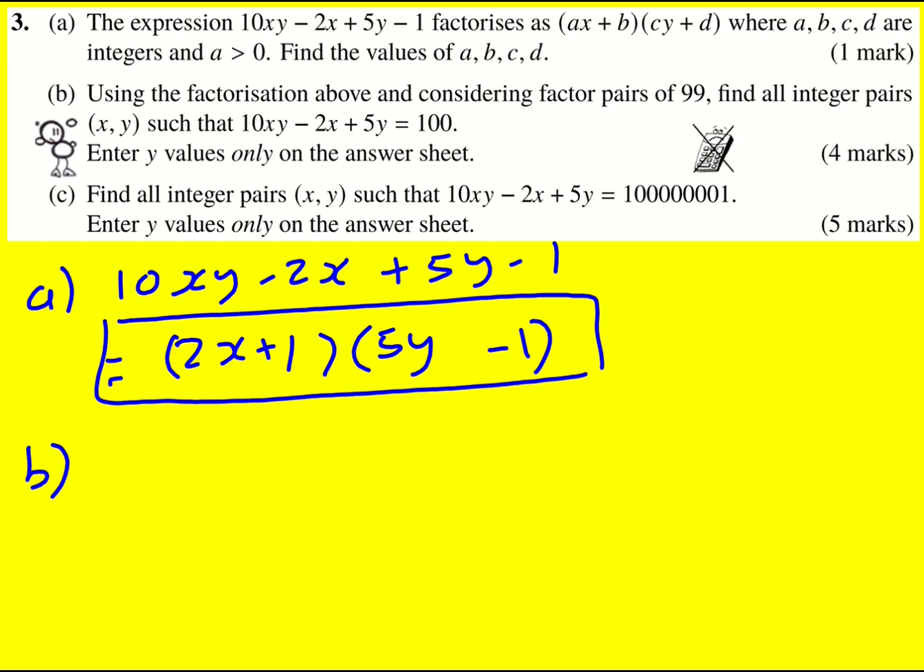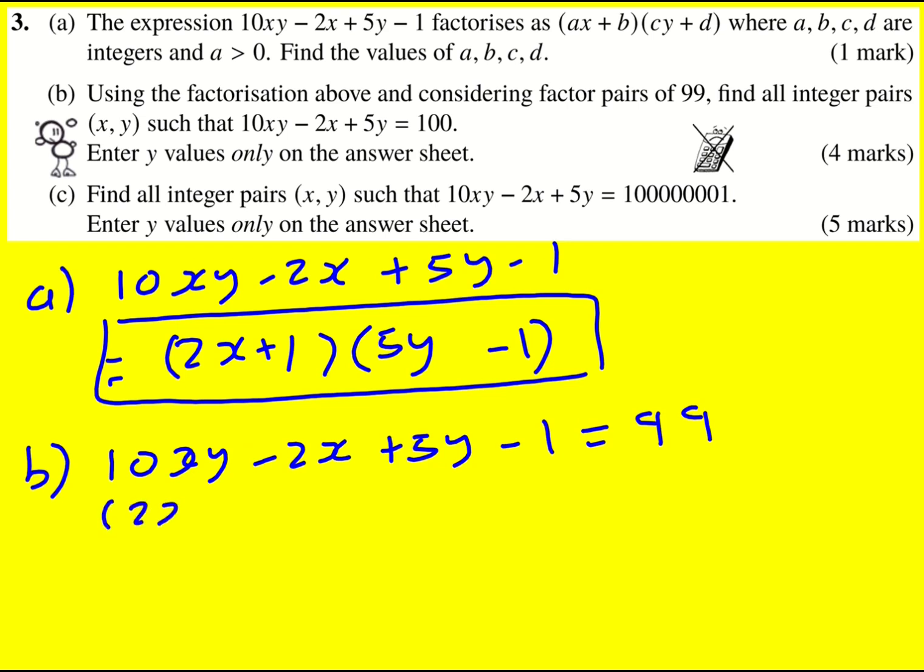Right, so I've got that this is equal to 100, so we can write down that 10xy minus 2x plus 5y minus 1 is equal to 99. Okay, I've just minus 1 from both sides, and that's now what it's talking about, finding factor pairs of 99. Actually, I'll talk about that in a second.